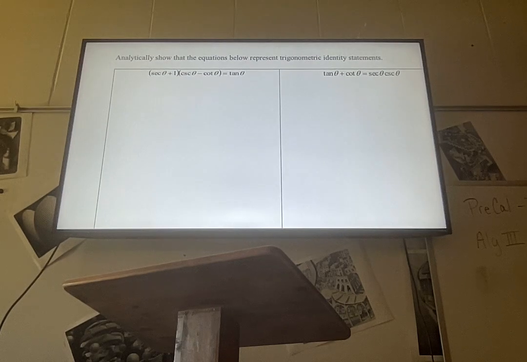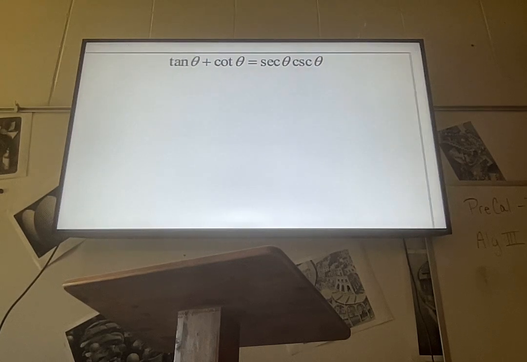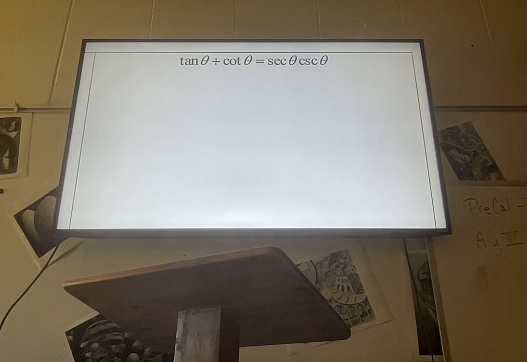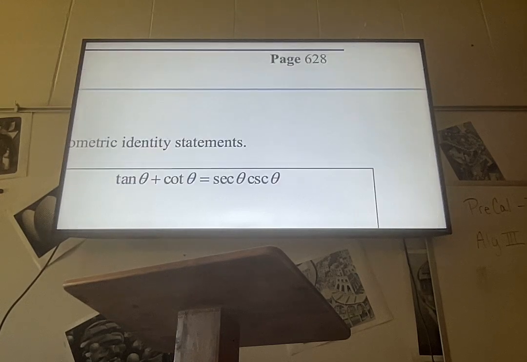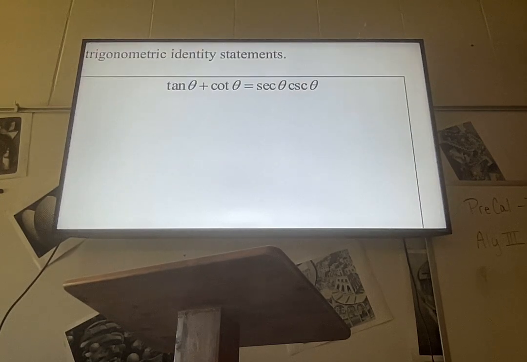Okay, I'm going to do one more of these. We haven't done one on the right for a while, so let's do the one on the right on page 629.